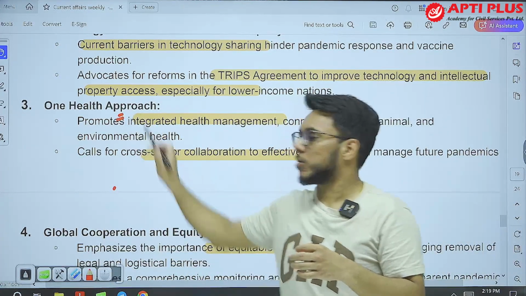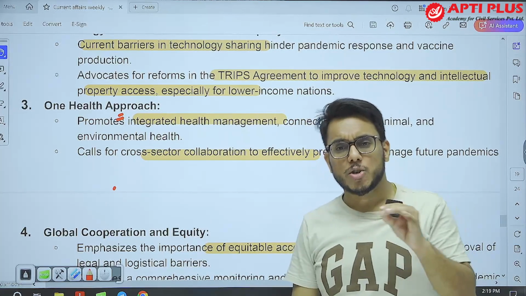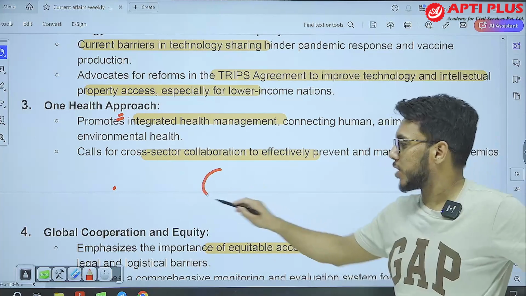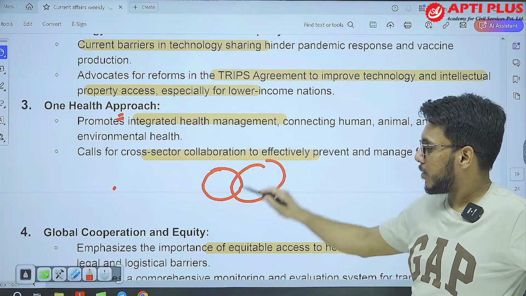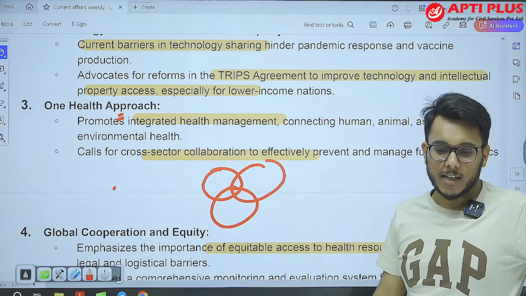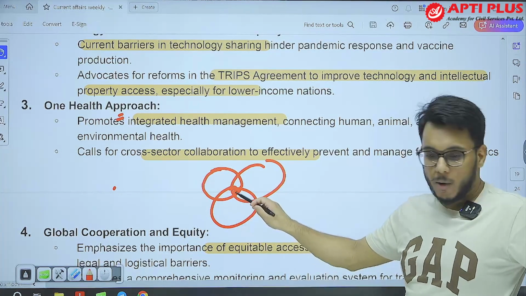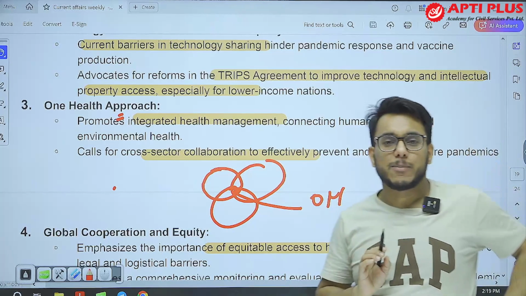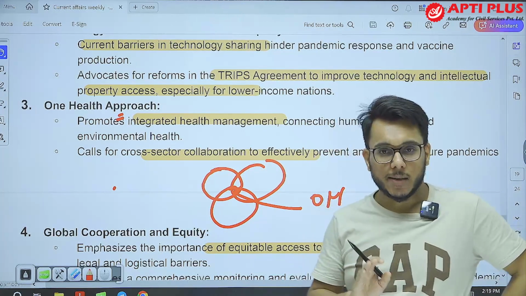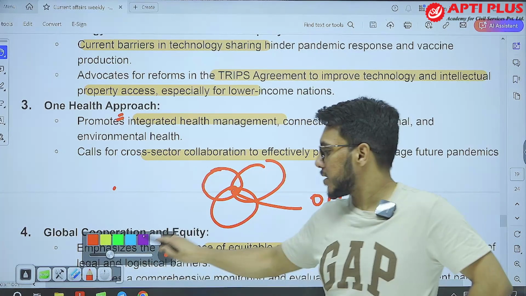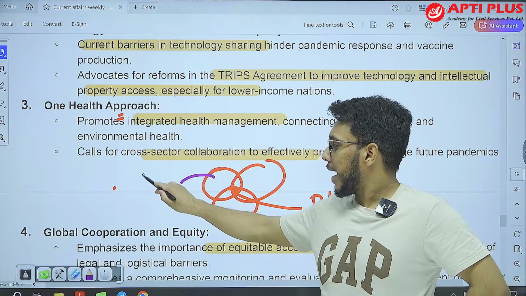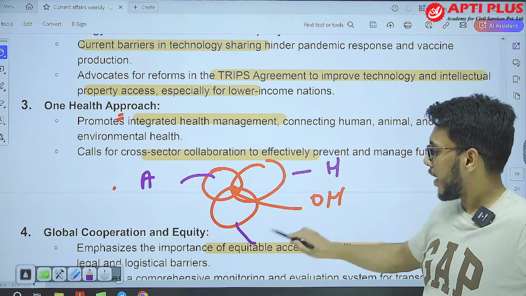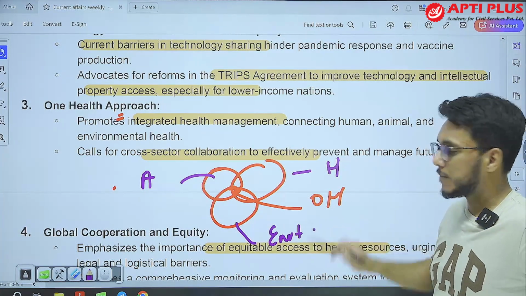Then the One Health approach. Whenever a question on One Health comes, just one thing you need to do: always make this particular diagram. What is One Health? Here in between, One Health is there. Now, you see this thing. The concept of One Health simply provides that the health of animals, the health of humans, and the health of the environment are all connected.